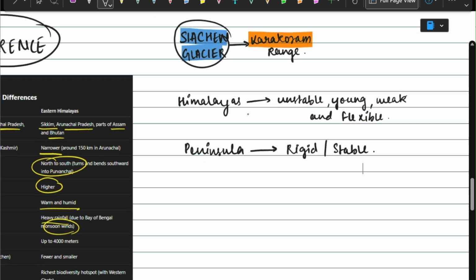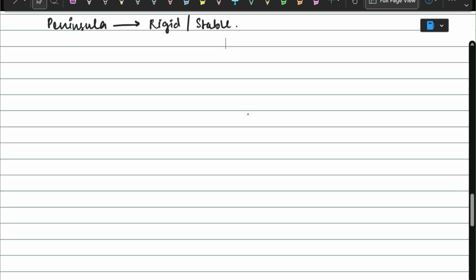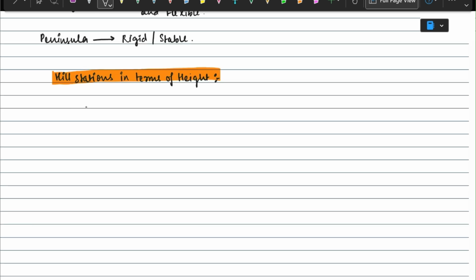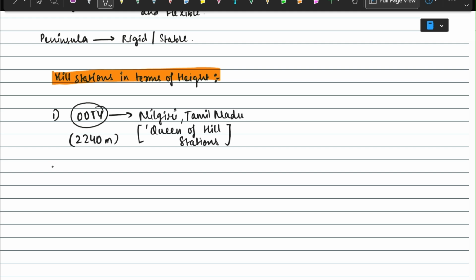Then talking about hill stations in terms of height, as given in the NCERT textbooks, you'll be surprised to know that Mussoorie, Darjeeling, or Shimla are not at the highest altitudes among hill stations. The highest one is Ooty, which is in the Nilgiris in Tamil Nadu and is also known as the Queen of Hill Stations. And this is a drastic 2240 meters. Then in second place, we have Shimla, which is 2206 meters, in Himachal Pradesh.